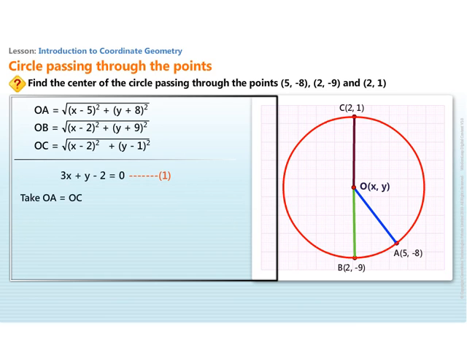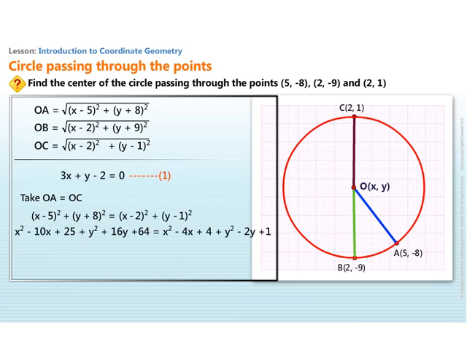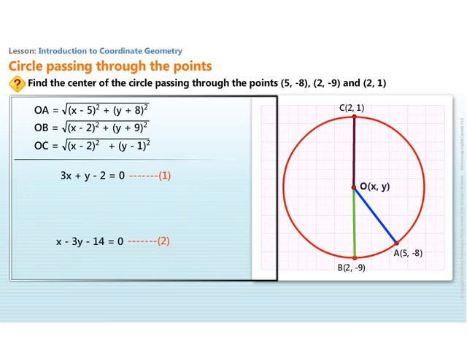Now, consider the other relation, OA is equal to OC. Substituting the equations for OA and OC, we get (x minus 5) whole square plus (y plus 8) whole square is equal to (x minus 2) whole square plus (y minus 1) whole square. On simplification, we get x minus 3y minus 14 is equal to 0, equation 2.